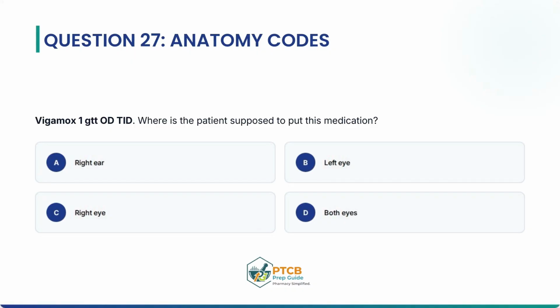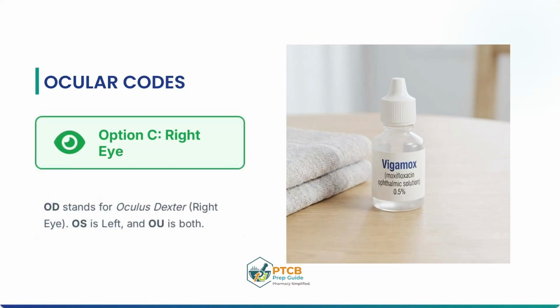Option A, in the right ear. Option B, in the left eye. Option C, in the right eye. Or option D, in both eyes. The answer is option C. OD stands for the right eye. Remember, dexter means right and sinister means left.